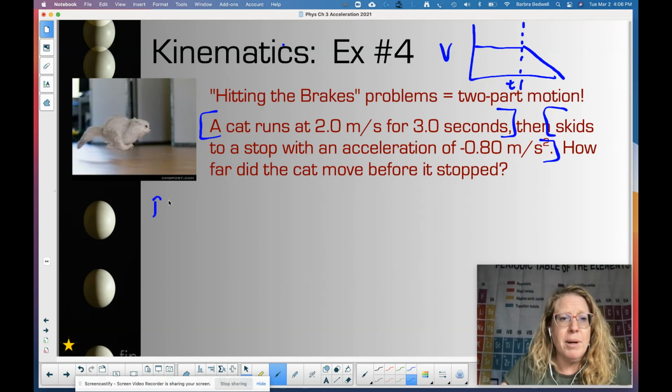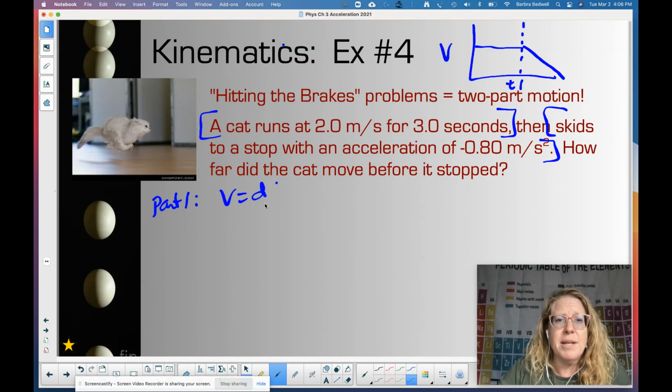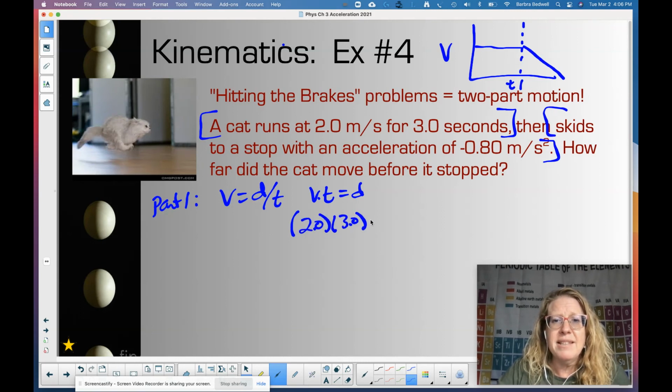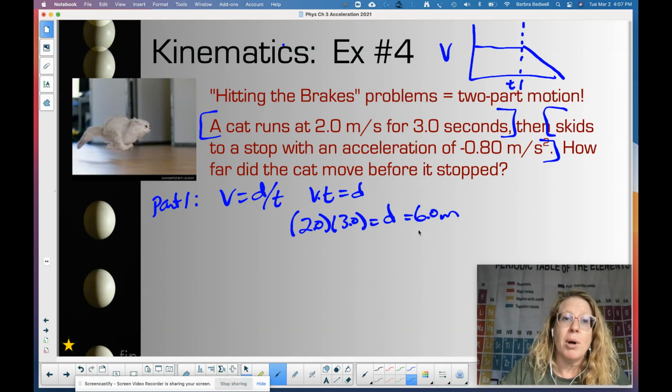So in part one, this is constant velocity. He's just running at 2 meters per second. Velocity equals displacement divided by time, or we can do it this way: vt equals d, velocity times time equals distance. So how fast is he going? 2.0 meters per second times 3 seconds gives us a displacement of, math geniuses, 6 meters. That's how far it went in part one.